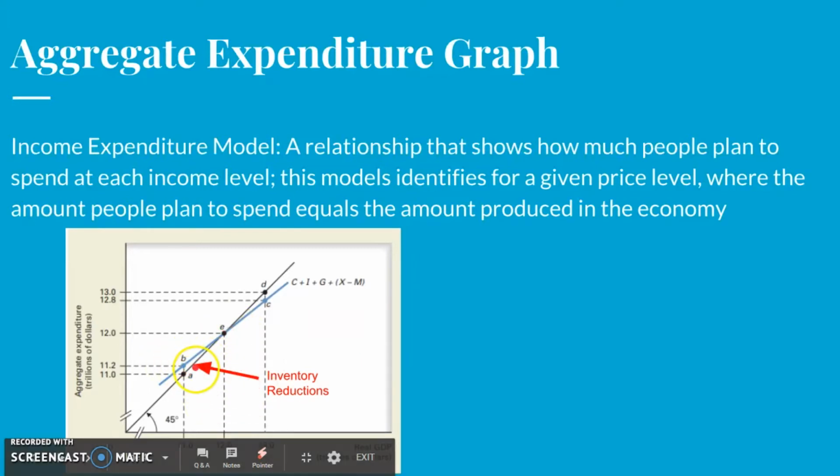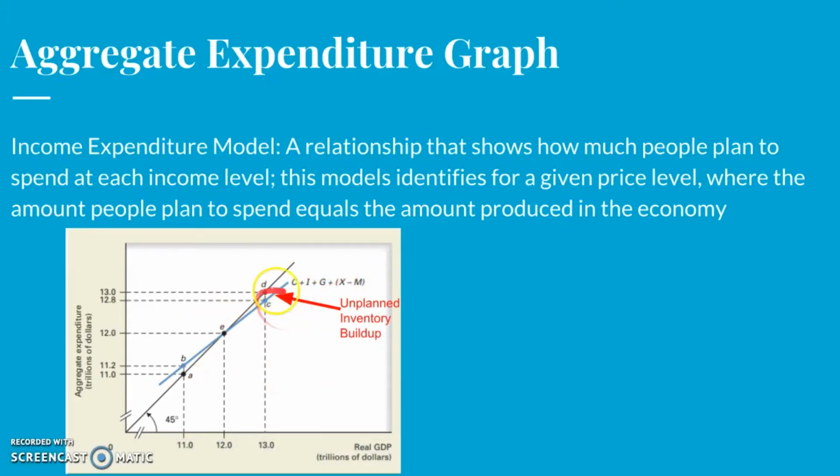And real GDP demanded is found where aggregate expenditure equals real GDP, right in the center. And then that third point symbolizes inventory reductions, and to combat this, they will produce more output. Also, spending exceeds real GDP at this point as well.